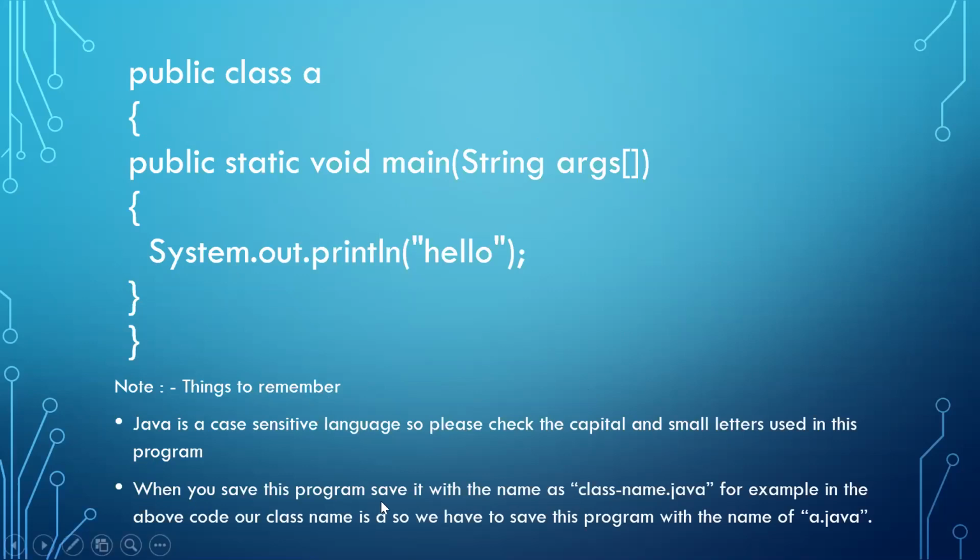Another thing is when you save this program, save it with the name as class name .java. For example, in the above code, our class name is A. So my file name will be A.java. This is compulsory. Whatever class name you are providing, your program should be saved with the name of the same class, plus it should have an extension of .java only.